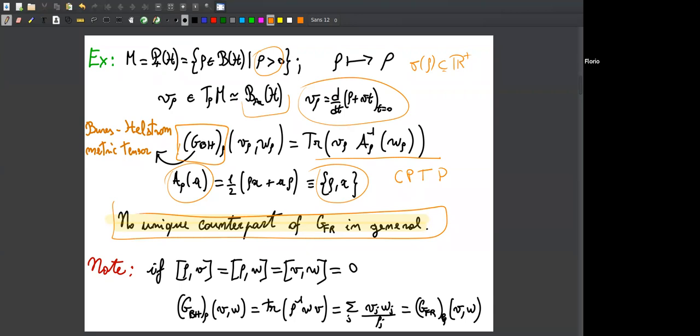But one thing that is very interesting is that if you take commuting objects, then the Bures-Helstrom metric tensor basically reduces to the Fisher-Rao metric tensor on the diagonal operators, let's say, because all these guys commute so they can be simultaneously diagonalized. And this is a property shared by all the metric tensors that are monotone invariant with respect to these maps. So they are all a kind of genuine generalization of this Fisher-Rao metric tensor.